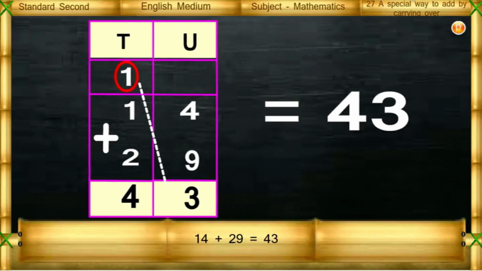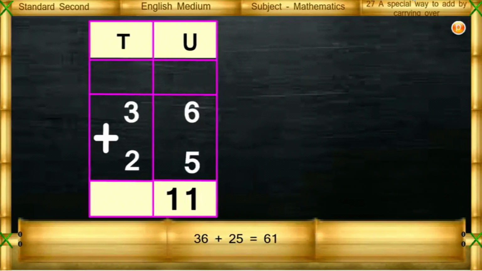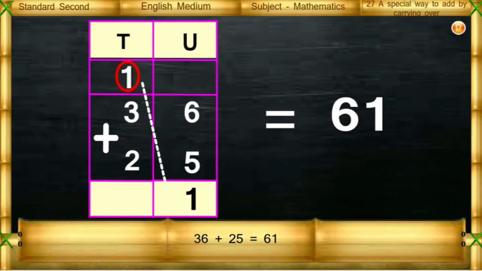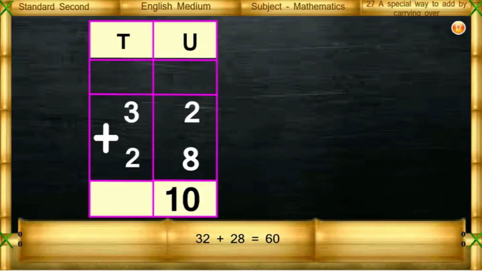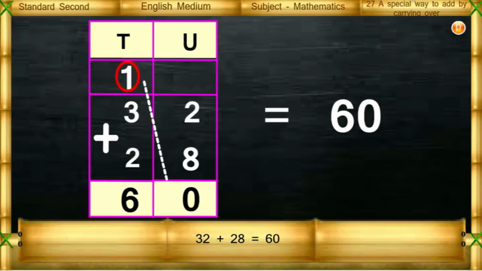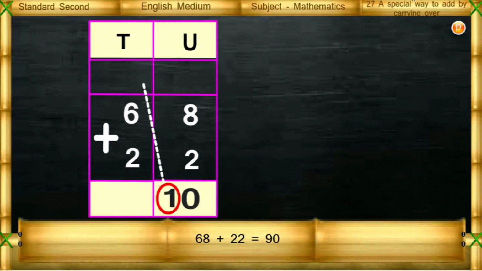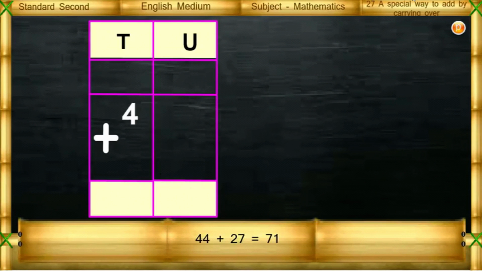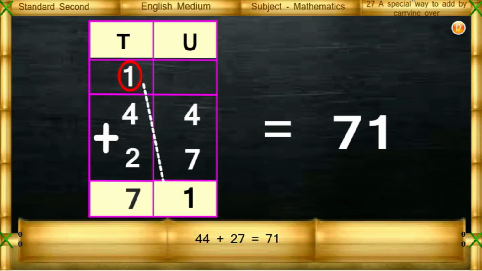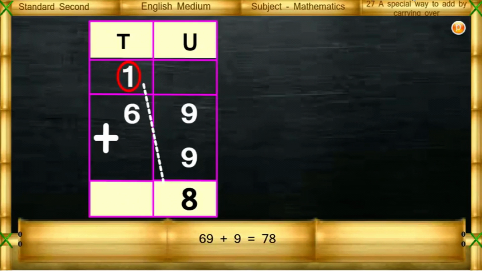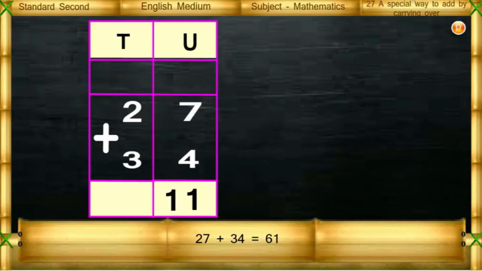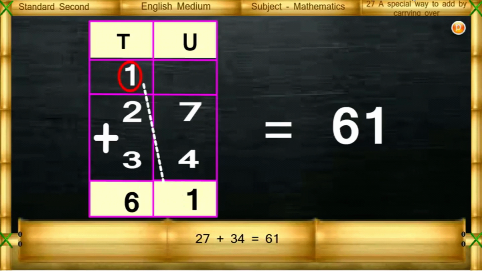Just like that, 36 plus 25 equals 61. 32 plus 28 equals 60. 68 plus 22 equals 90. 44 plus 27 equals 71. 69 plus 9 equals 78. 27 plus 34 equals 61.